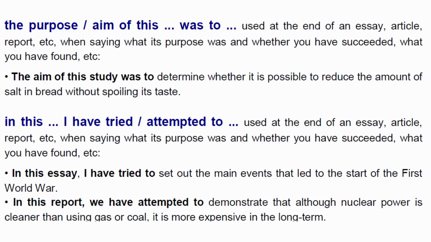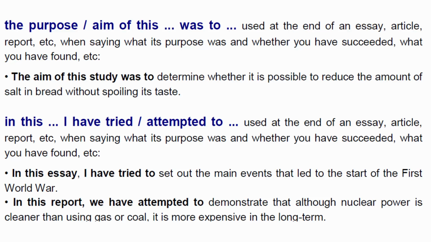Now let's complete. It is used at the end of an essay, article, report, etc. when saying that its purpose was and whether you have succeeded, what you have found, etc. The aim of this study was to determine whether it is possible to reduce the amount of salt in bread without spoiling its taste. Okay, I repeat, the aim of this study was to determine whether it is possible to reduce the amount of salt in bread without spoiling its taste.